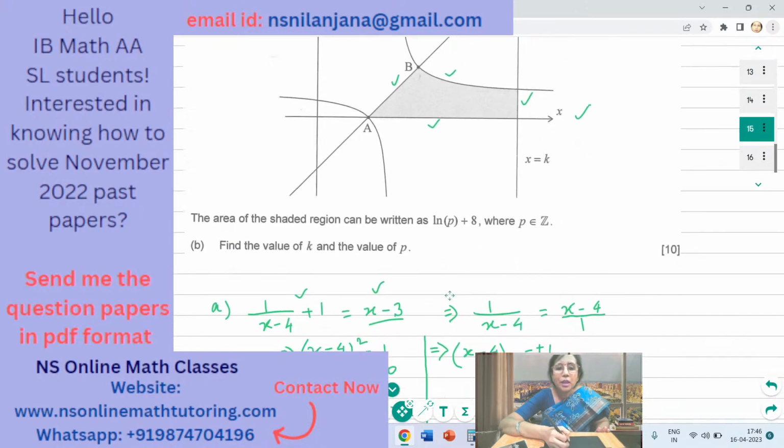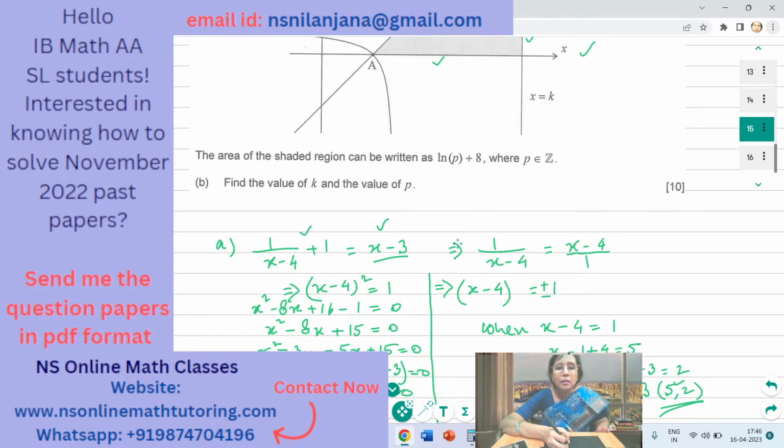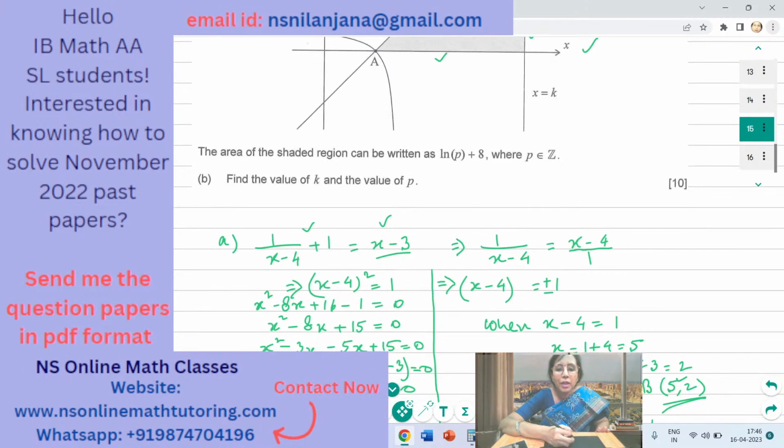And the question says, the area of the shaded region can be written as ln of p plus 8, where p is any integer. Part B asks us to find the value of k and the value of p, and it contains 10 marks. You get the value of k and the value of p, and you get 10 marks. Can you imagine? Okay, so let's start.